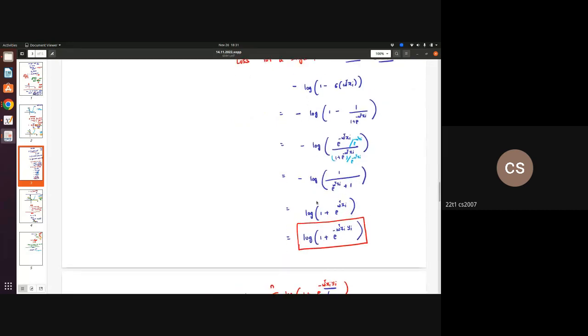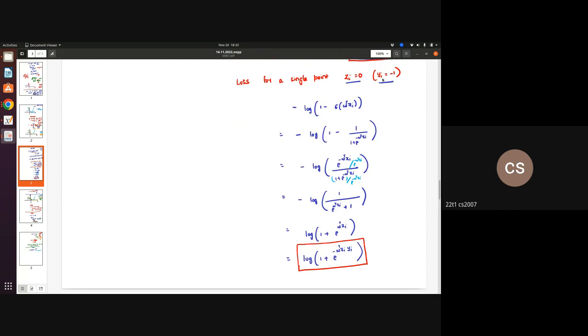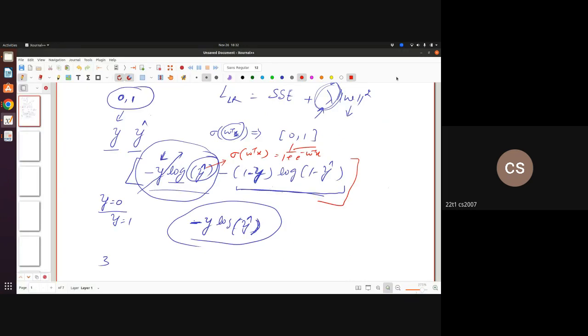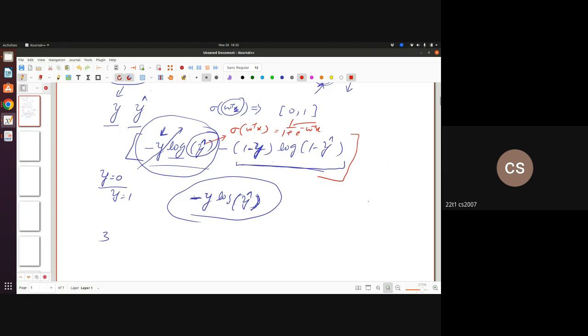So if you see closely, this is what you get, and then you're putting a yi over here. You're able to put yi because now, instead of the 0, 1 representation, you are using the -1 representation. So there are 2 ways, please note this. In one case you represent the negative class as 0 and the positive class as 1, and in the other case you represent the negative class as -1 and the positive class as +1.